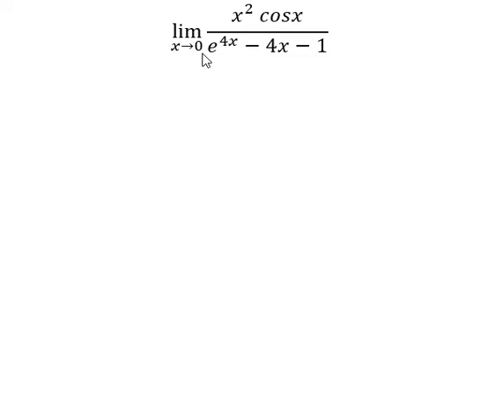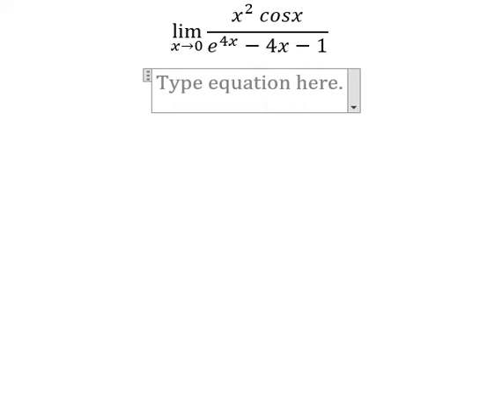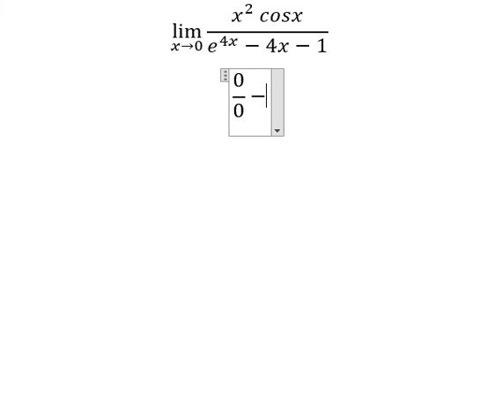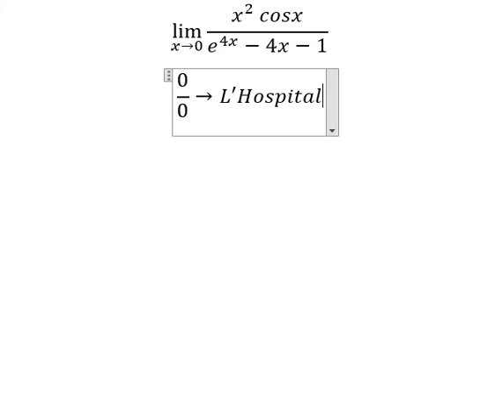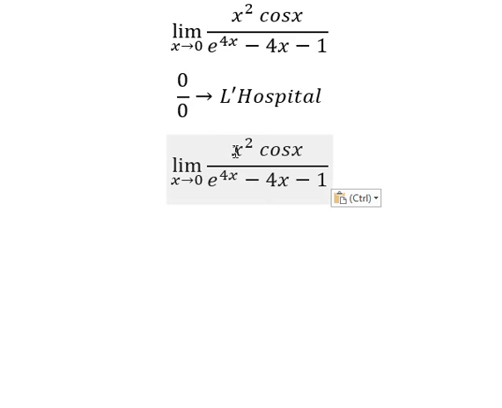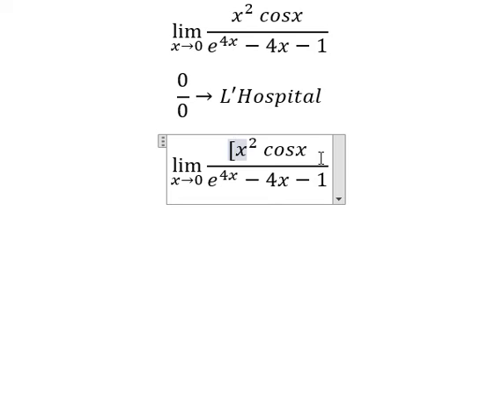If we put the number 0 in here, we will have 0 over 0. So we need to use L'Hospital's rule. That means we take the first derivative of the numerator and denominator.